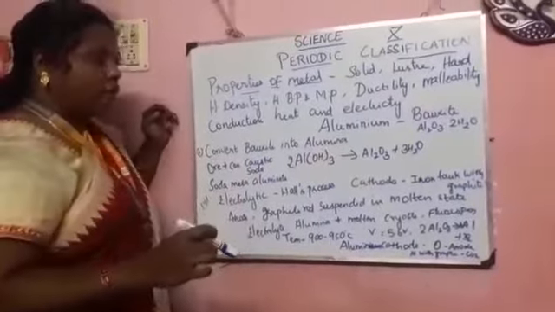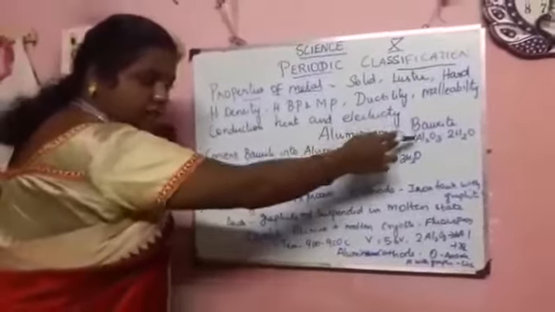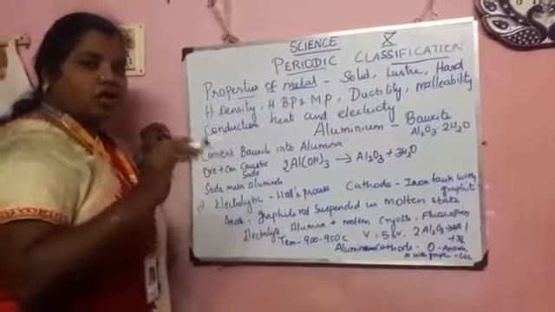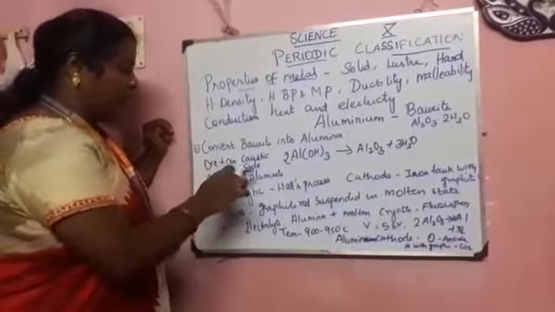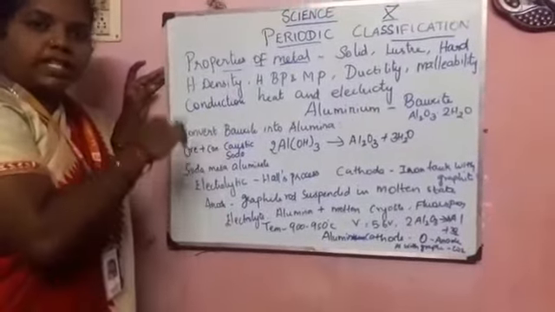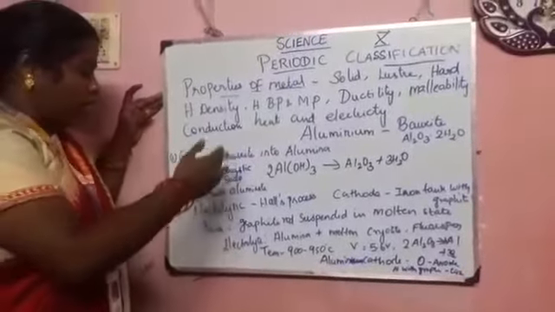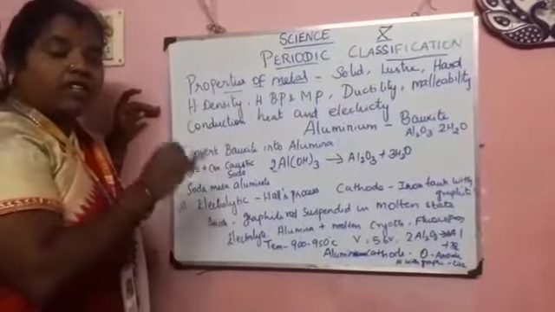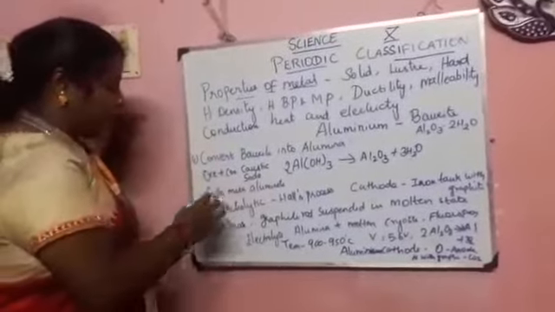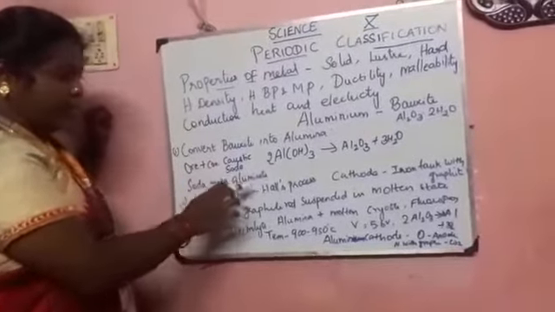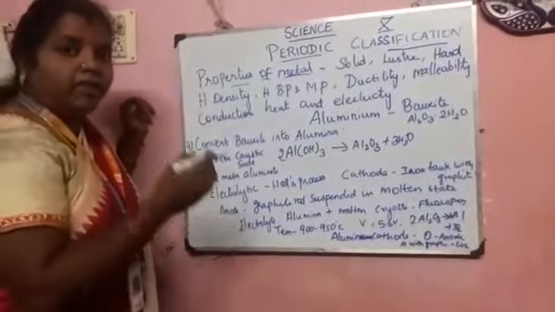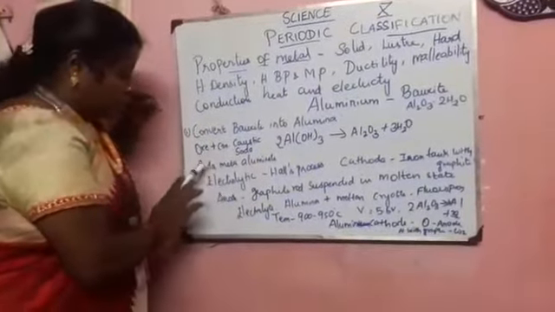Okay, you have to take the ore. Ore means bauxite in this case. The ore is reacted with concentrated caustic soda and heated at a high temperature. It forms sodium meta-aluminate. So let's see.